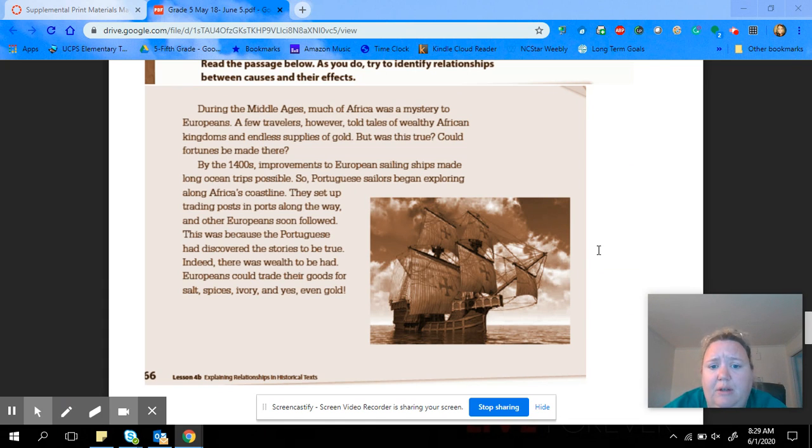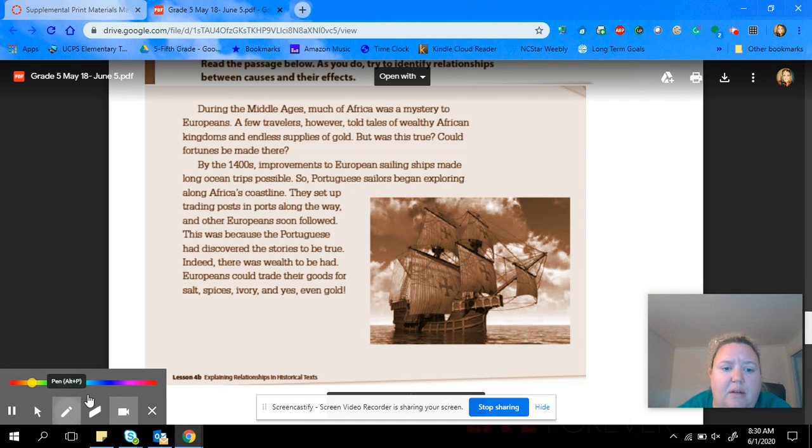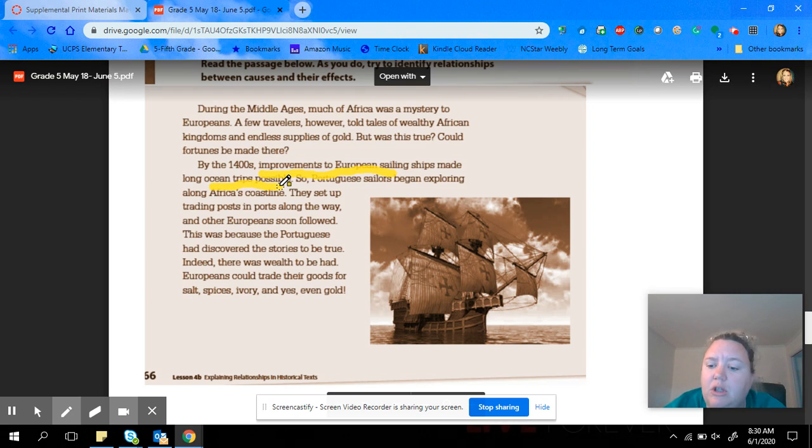So, right now, as I'm looking through this, I'm already thinking that there's a few causes. The first cause is I see right here that improvements were made to European sailing ships, and that made them be able to take longer ocean trips. So, improvements would be my cause, longer ocean trips is my effect. But that chain's going to keep going.